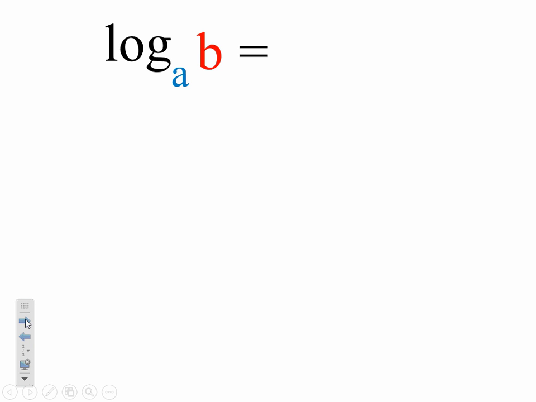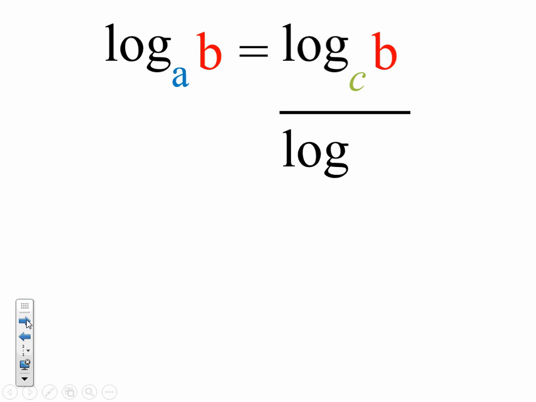Next, we looked at the change of base formula. Okay, so how I like to remember this is that the b is the number on top. So I change it to some other base, c, and b is on top, so it's the top part of my fraction. A is the bottom number, so a is the bottom part of my fraction.